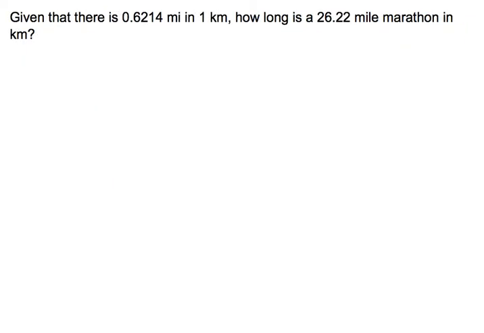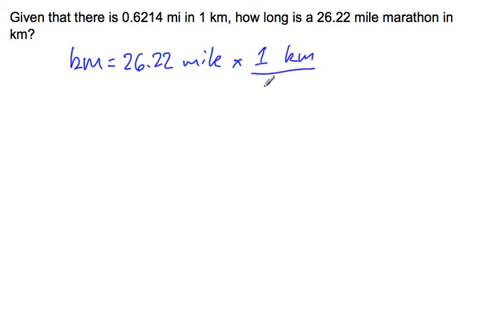Now, let's look at this one. So a relationship between miles and kilometers. So how long is a marathon measured in miles if we want to look at it in kilometers? So again, what we're looking for is kilometers. 26.22 miles times my conversion factor. Well, my conversion factor in this case is going to be 1 kilometer divided by 0.6214 miles. And what do I get when I do that?